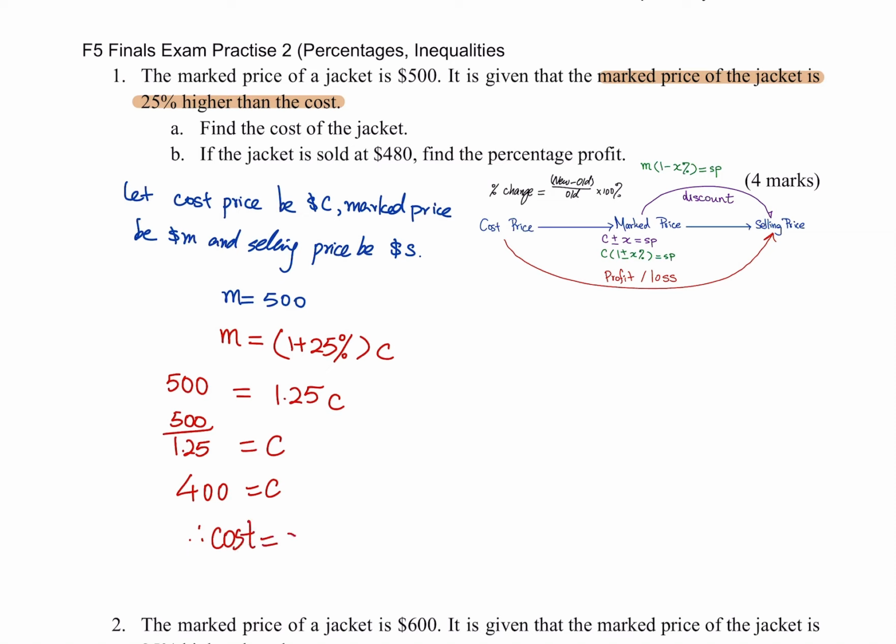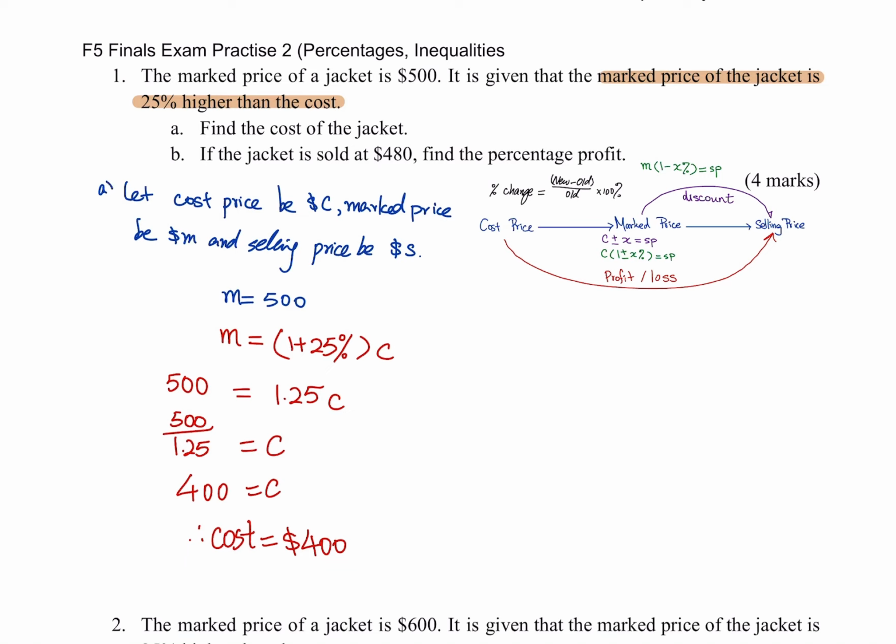Remember to write the final statement, because here we know C is 400. But what was C? C was the cost price. So you write the whole thing again. The cost of the jacket is $400. And with the dollar sign, because otherwise you might lose the unit mark. That's why it's very, very important. Cool. Now let's do part B.